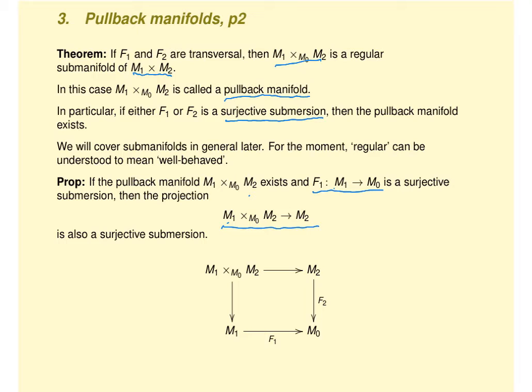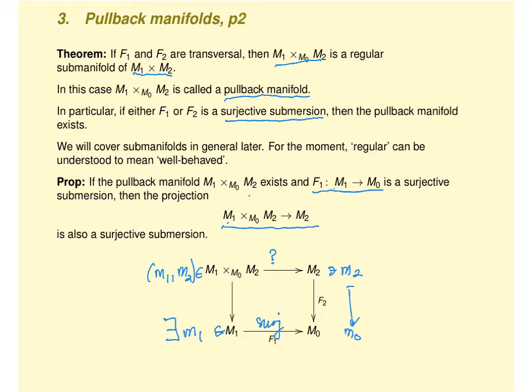And you can get the idea of the proof of this just by looking at the set diagram. So in this diagram, just think about sets for the time being. We're assuming that this map here is surjective. And I claim that this map here is surjective. Well, how do I do that? I take a little point M2, I map it down to M0, and because F1 is surjective, there exists an M1 up here, which projects to M0. So M1 projects to M0, M2 projects to M0, so (M1, M2) is in the pullback and projects to my given M2. So that's the complete proof in the setting of sets.